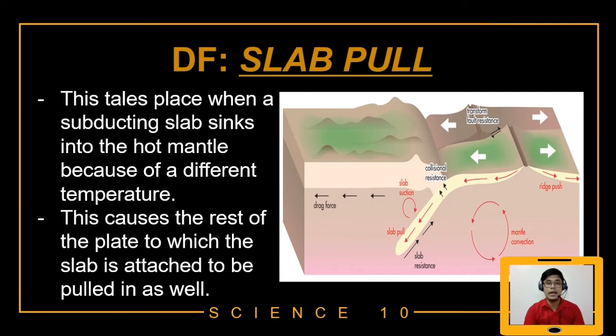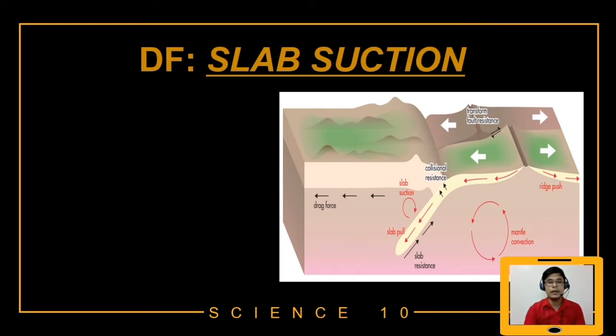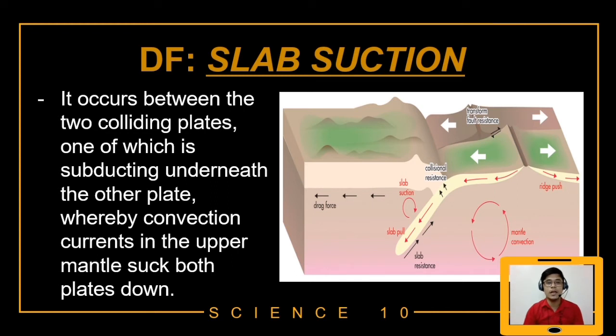So that is the slab pull. So ito siya, nakikita natin dyan sa screen, yung pababa na kulay red. So this is the slab. Next, we have the slab suction. So slab suction, on the other hand, is the one that is in the circular motion.